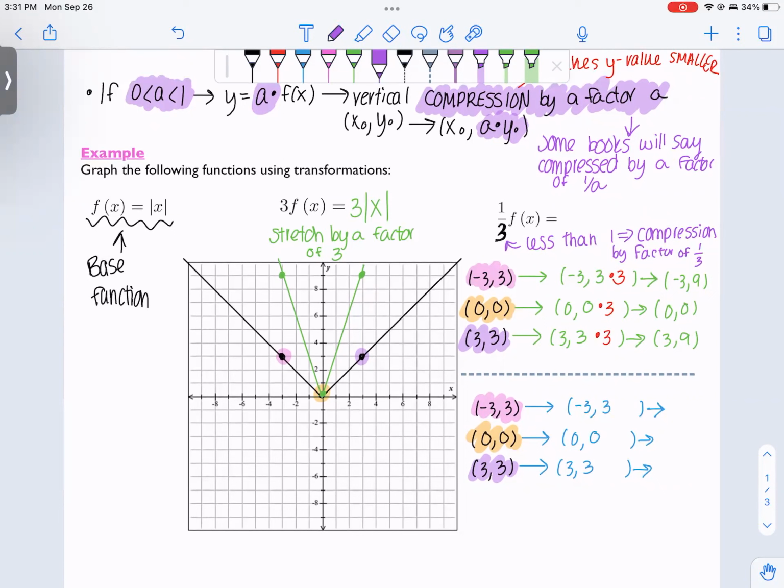So that means that this function is going to be 1/3 absolute value of x. And we are multiplying all of the y values by 1/3, which is why I changed it to 1/3, because those numbers would not have been pretty. So we get the point -3, 1, 0, 0, and 3, 1.